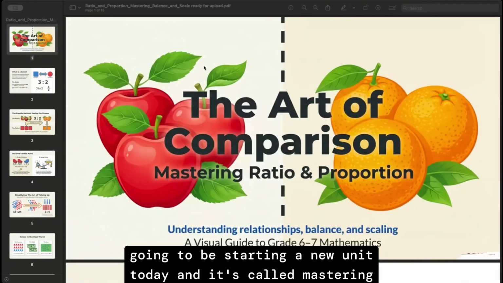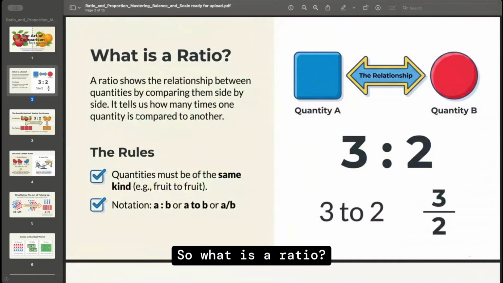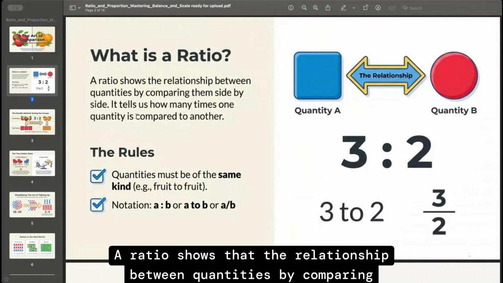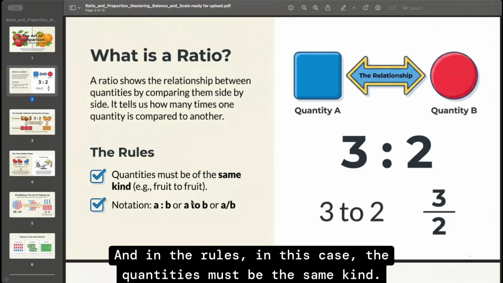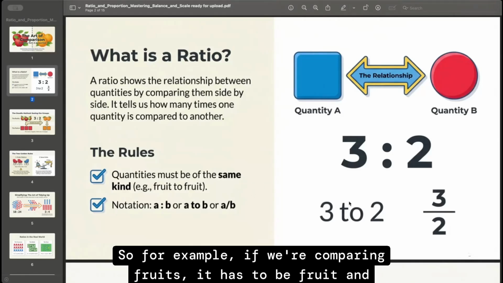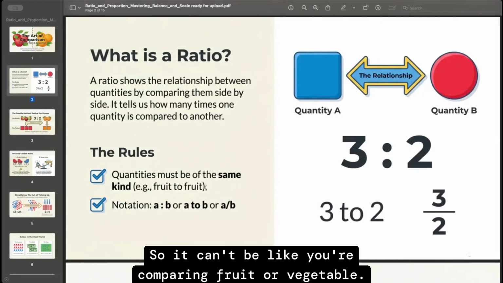So today we're going to be starting a new unit, and it's called Mastering Ratio and Proportion. So what is a ratio? A ratio shows the relationship between quantities by comparing them side by side. It tells us how many times one quantity is compared to another. And in the rules, the quantities must be the same kind. So for example, if we're comparing fruits, it has to be fruit and fruit. It can't be like you're comparing fruit to vegetable.